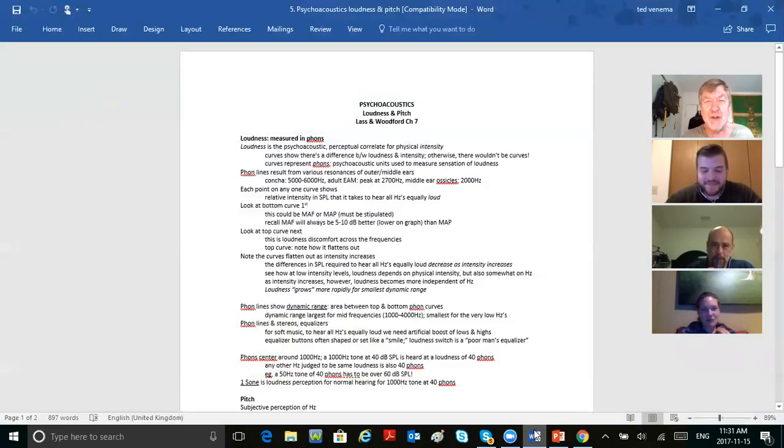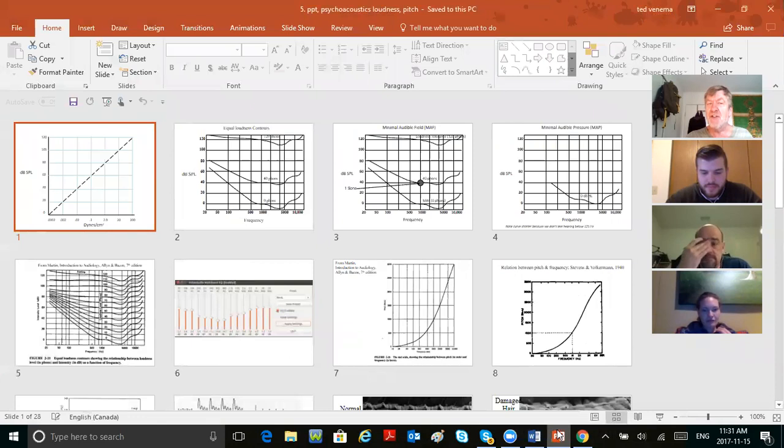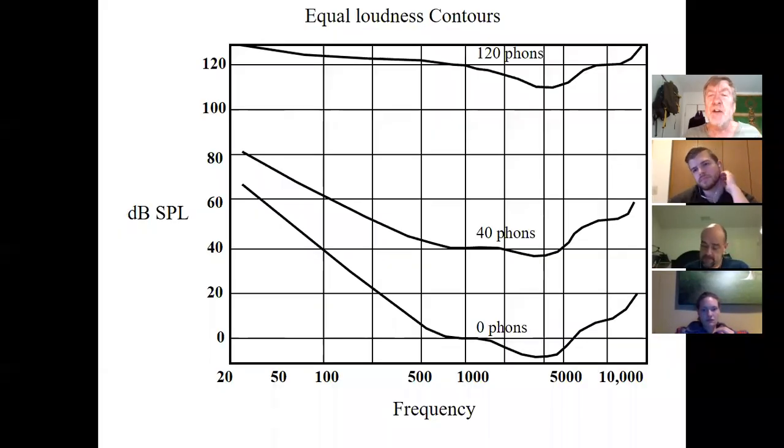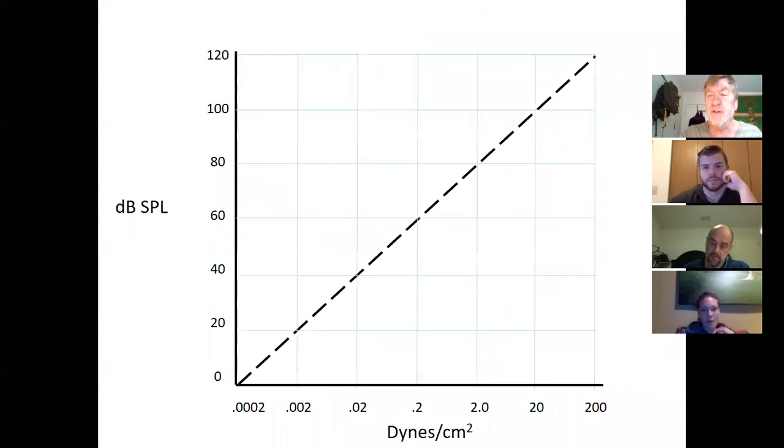Cover psychoacoustics, loudness and pitch. And you're going to see a lot of the same slides as you saw last time, but we're explaining things a little bit further here. Now, if you take a look at this second slide, and even take a look at our first slide. Now, you'll remember this from a few weeks back, okay?